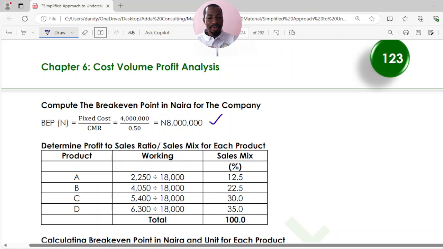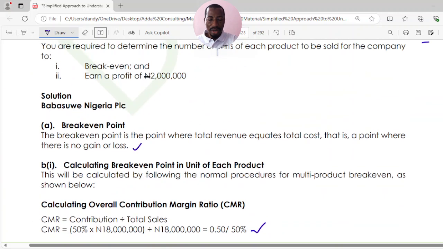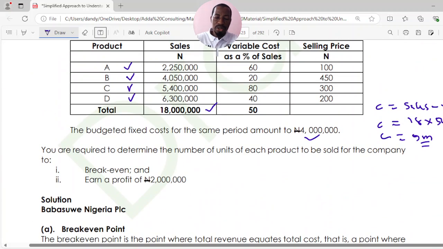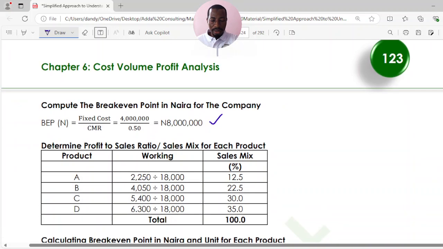Okay. Then step 3 says we should compute the sales mix of each product. What is the sales value of product A divided by total sales value? The sales value of product A is 2,250. Sales value of product B is 4,050. Sales value of product C is 5,400. Sales value of product D is 6,300. That is what makes 18,000. So therefore, let's go and include that.